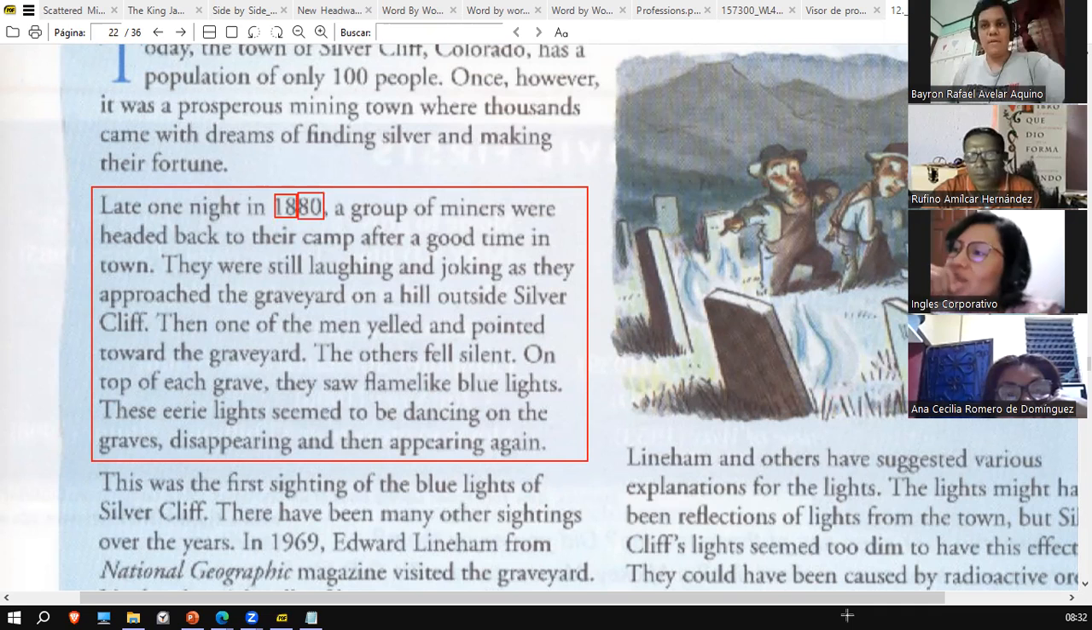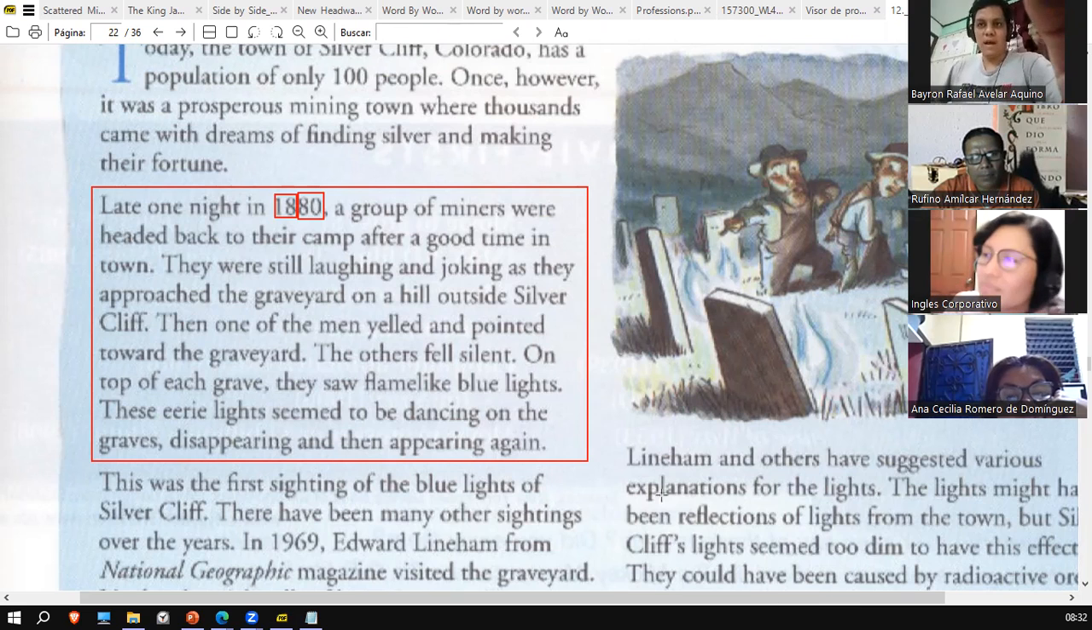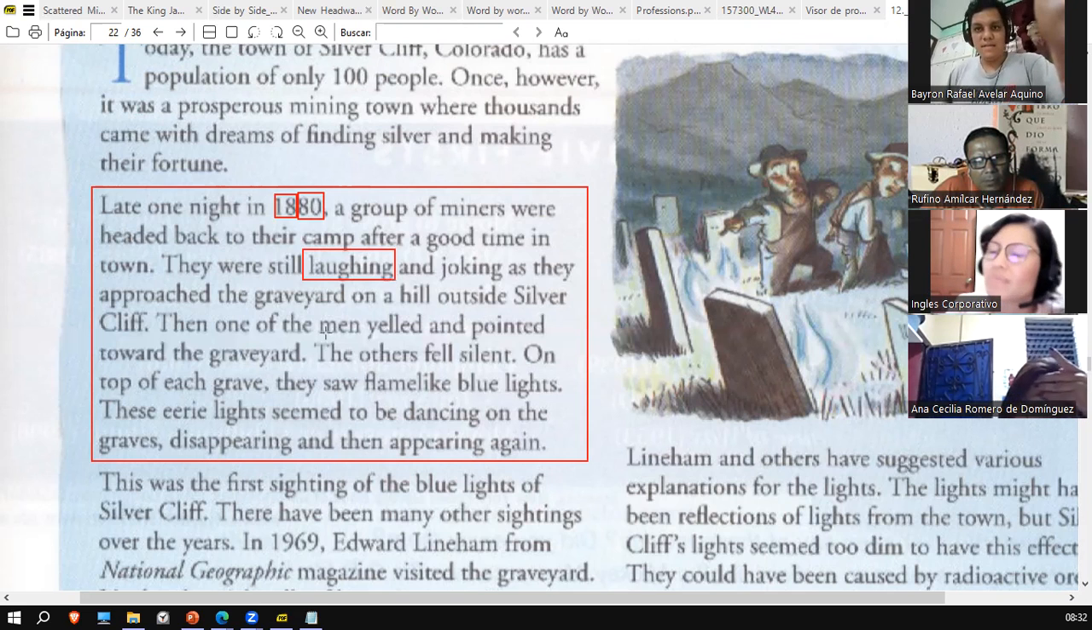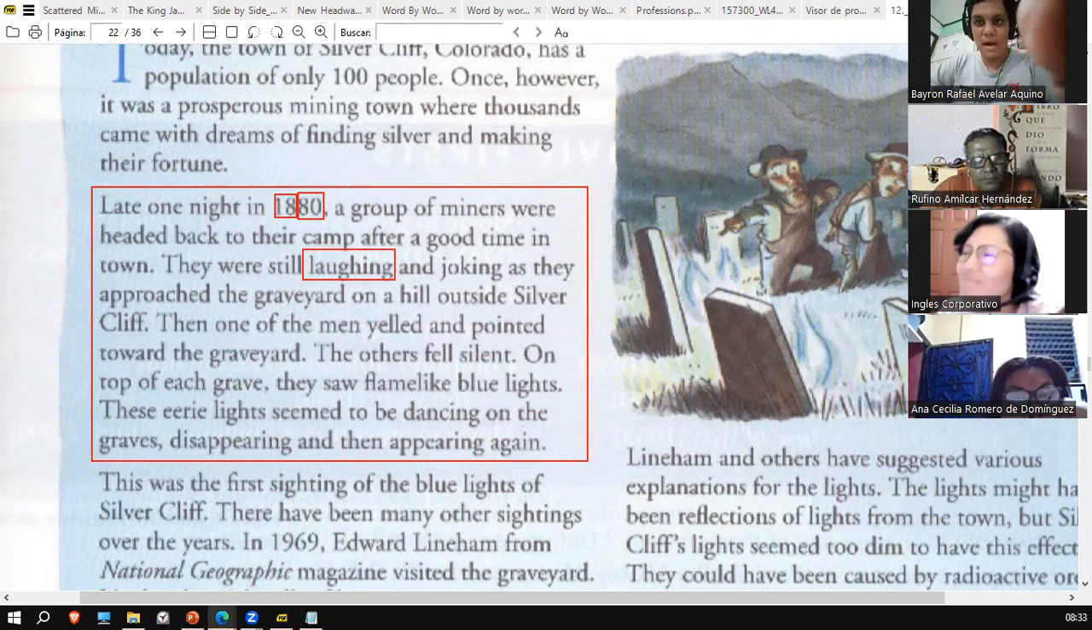1818. A group of miners were headed back to their camp after a good time in town. They were still laughing and joking as they approached the graveyard on a hill outside Silver Cliff. Then one of the men yelled and pointed toward the graveyard. The others fell silent. On top of each grave, they saw flame-like blue lights. The lights seemed to be dancing on the graves, disappearing and then appearing again.